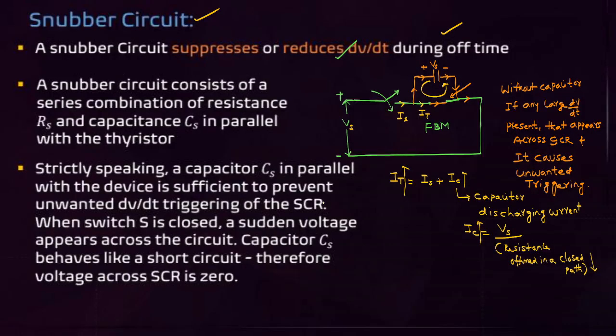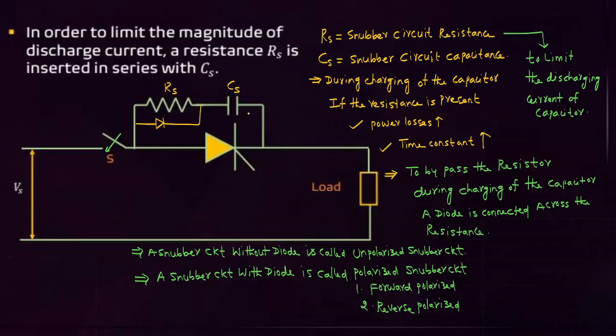Friends, no doubt at all, a single capacitor is enough to reduce the dV by dt. But in series with the capacitor, we are also connecting a resistance to limit the discharging current of the capacitor. That is very important. What is the purpose of using the resistance RS in series in the snubber circuit? To limit the discharging current. Even the capacitance itself will limit the dV by dt. But why are we connecting RS extra? To limit the discharging current. Actually RS is required during discharging of the capacitor only.